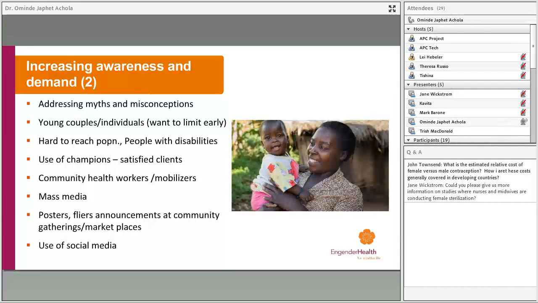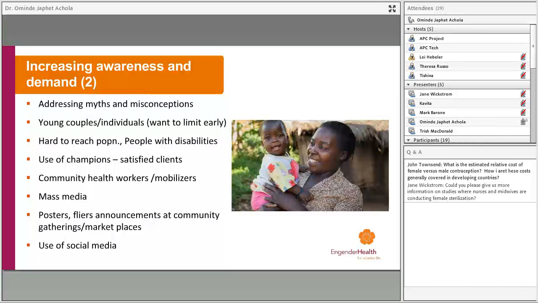The use of champions who are certified clients has been very successful in several countries: Uganda, Tanzania, Kenya, Ethiopia. Community workers and mobilizers are usually the mainstay of reaching clients and informing them about this method. This is done mostly by word of mouth. They also do a bit of counseling and of course provide the information. Mass media has also been used successfully. Other means like posters are used to announce when such services will be available.